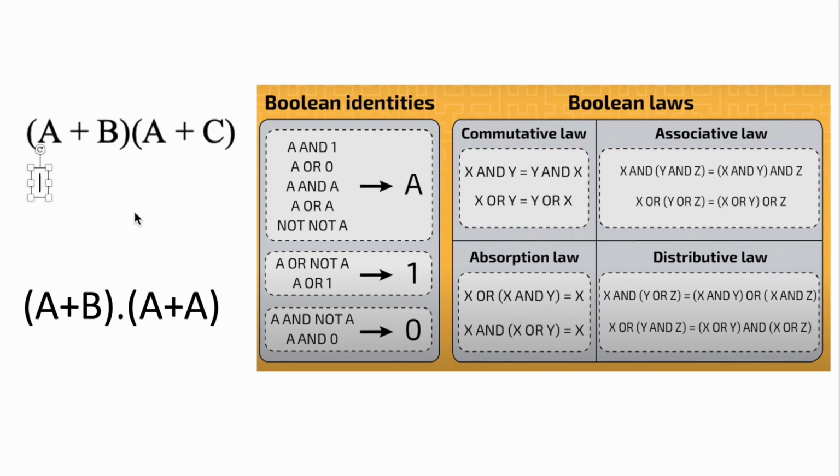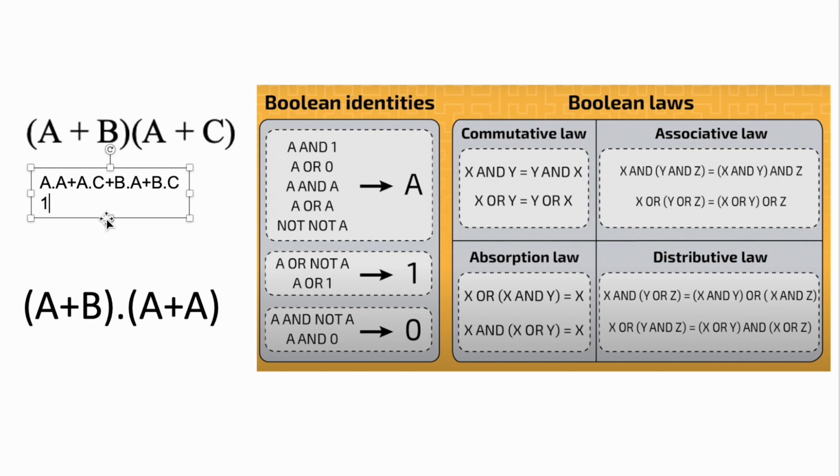Now the first step is to open the brackets up so we can simplify the terms. So in this particular case, we can just simply do A and A, or A and C, or B and A, or B and C. If you know your identities and laws really well, you can just simplify everything in one step. But what we're going to do is to do it step by step so you can actually understand how the process actually works.